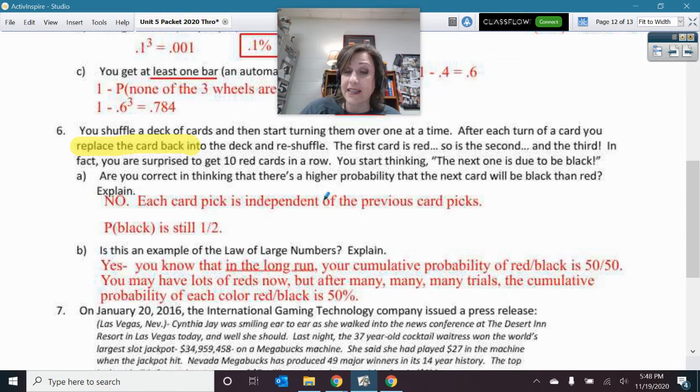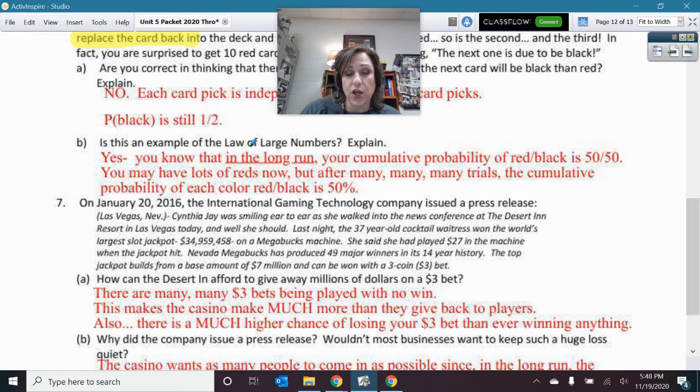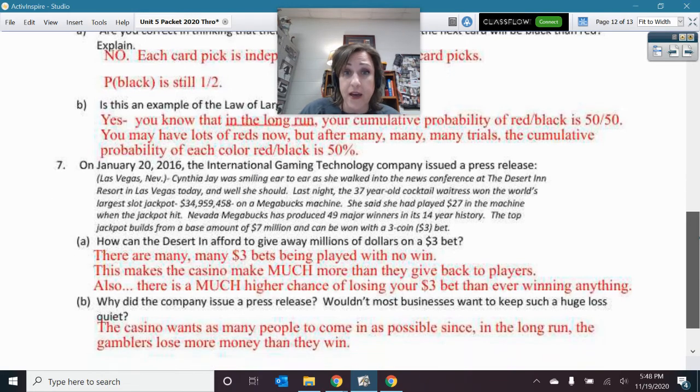So are you correct in thinking that there's a higher probability that the next card will be black than red? And that's no, because these are independent events. Since you are replacing that card, then you still have half red, half black. So no advantage there. Is this an example of law of large numbers? It is, because we know that in the long run, if you do many trials, you're going to have 50% red and 50% black. But let me tell you something. 10 is nowhere near many trials. So you shouldn't be getting worried, okay? I mean, there is some unlikeliness to it, but each individual one is still independent of the others.